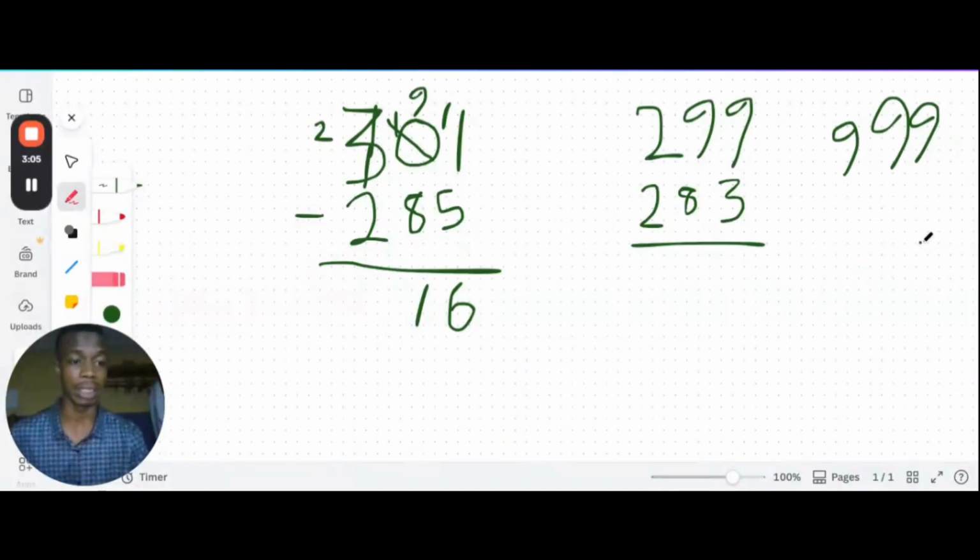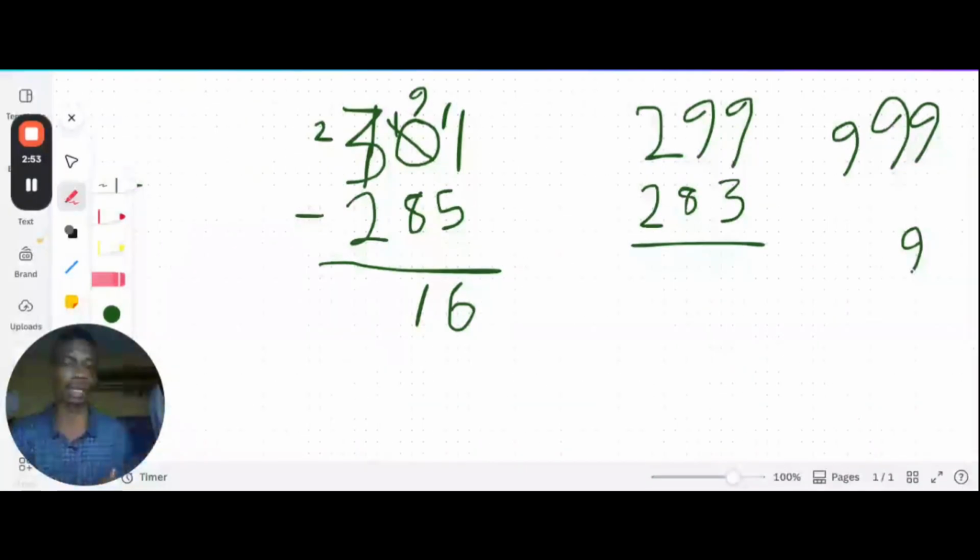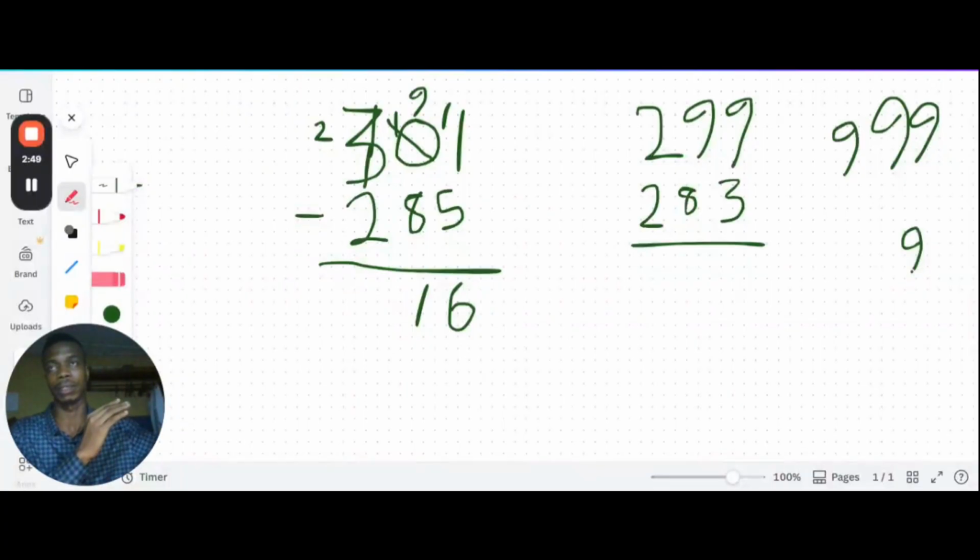The reason is because 9 is the highest digit. And as the highest digit, it can subtract anything. It can subtract as high as 9 without needing to borrow at all. But 8 can only go so high. It can't subtract 9 from 8 without having to borrow. But 9 is the highest digit. You can subtract anything from 9 without having to borrow. So you're trying to get a number that ends in 9.